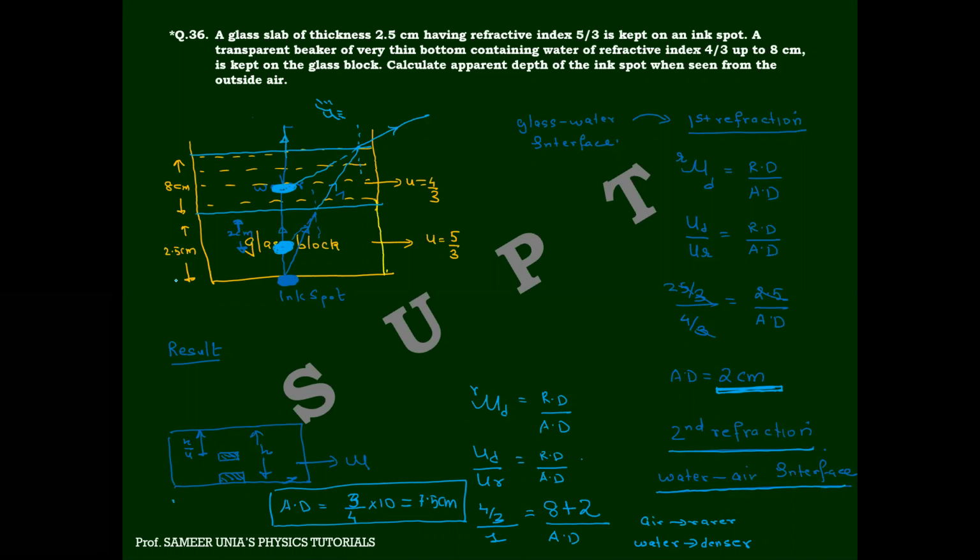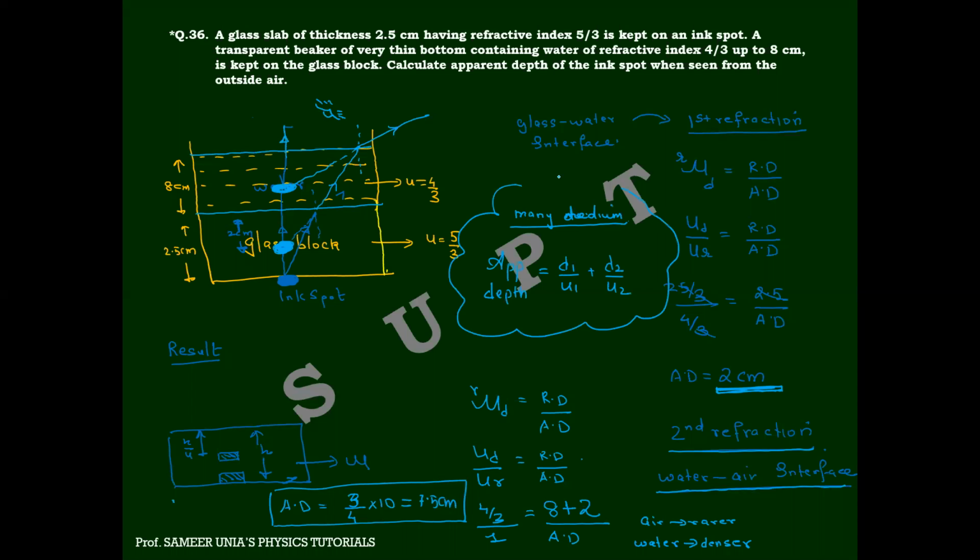So it will be seen at a distance of 7.5 from the surface. इसका एक shortcut भी है, directly you can apply. जब बहुत सारे mediums रहेंगे, when many mediums are there, you can apply the formula. Apparent depth is d1 upon mu1 plus d2 upon mu2. ये shortcut है. अप्लाई करके देखेंगे.